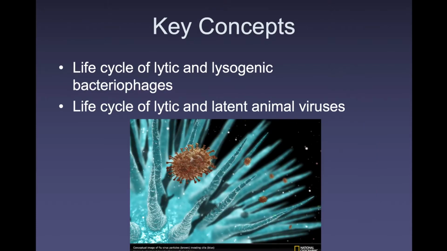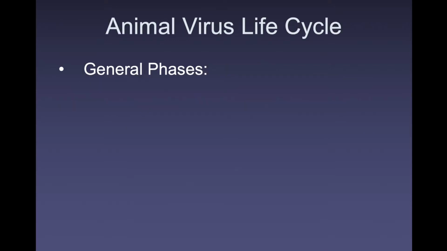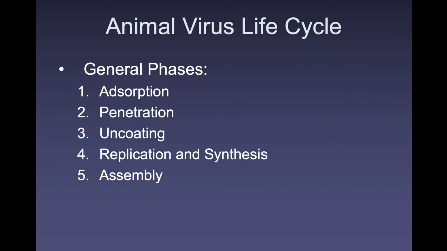A continuation of the key concepts: we just looked at comparing and contrasting the replication cycle of lytic and lysogenic bacteriophages and extruding phages. Now we're going to add to that with lytic and latent animal viruses. You'll find some similarities with bacteriophages: adsorption, penetration. In this case, there is one extra step. With animal viruses, the entire virion particle enters the cell. Therefore, there is one additional step, which is uncoating. This is the release of viral nucleic acid into the host cell.